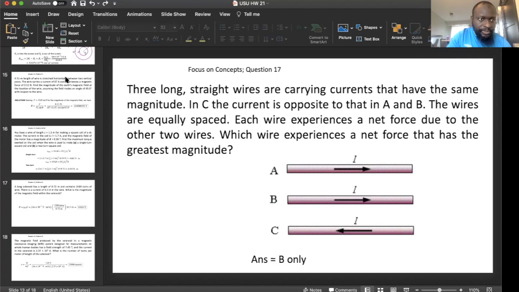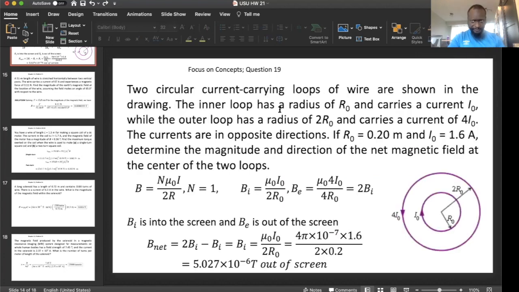Okay, the next problem. It says, focus on concept question 19. Two circular current-carrying loops of wire are shown in the drawing. The inner loop has a radius of R0 and carries a current I0. The outer loop has a radius of 2R0 and carries a current 4I0. The currents are in opposite directions, as you can see. You are given R0 to be 0.2 meters and I0 to be 1.6 amperes. They want the direction and magnitude of the net magnetic field.